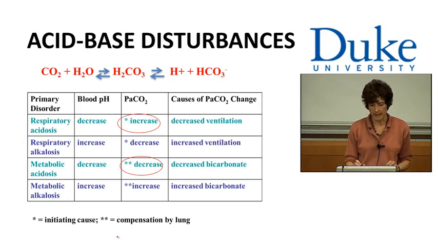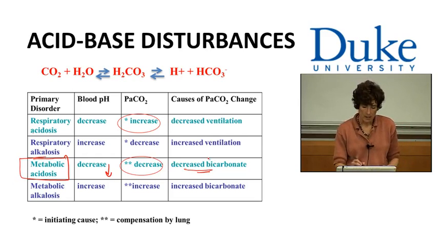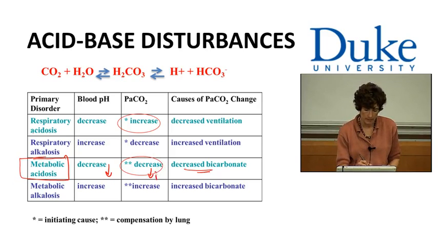So if we look at these acid-base disturbances, we can categorize them on the basis of the primary disorder. In the case of metabolic acidosis, we're retaining our protons. So if we're retaining the protons for some reason within the body, then we're decreasing the blood pH. And as we decrease the blood pH, it's due to an inadequate amount of bicarbonate. In compensation, the lung is going to try to blow off the PaCO2, and so we are going to decrease the PaCO2.